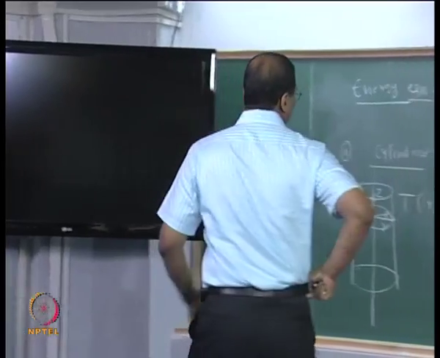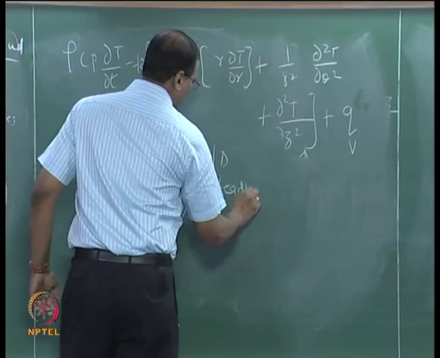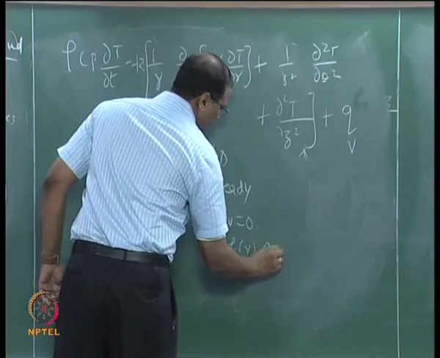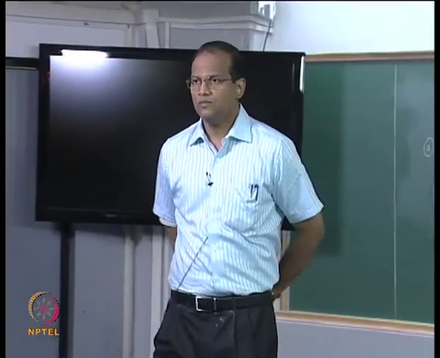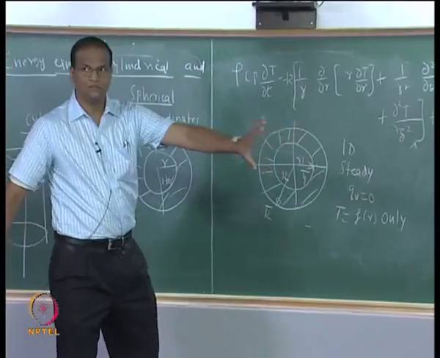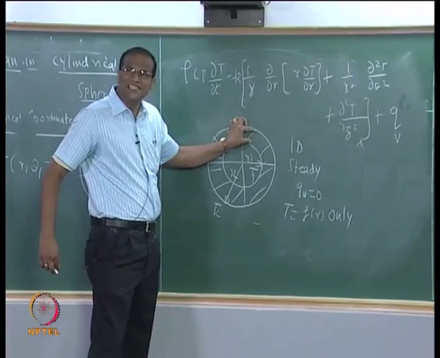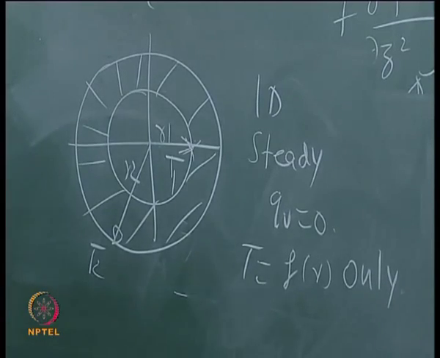Is the situation clear? So it is 1D, steady, QE equal to 0, T is a function of R only. There is a pipe which is like this. I am taking the sectional view of the pipe. So this is the thickness of the pipe material or tube material. Now please reduce the governing equation.